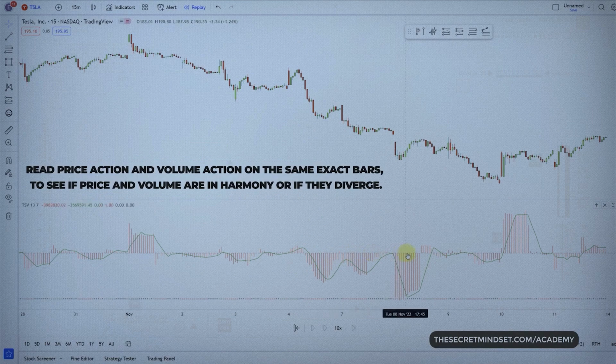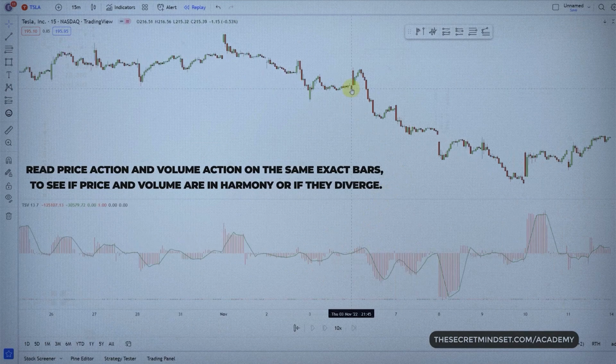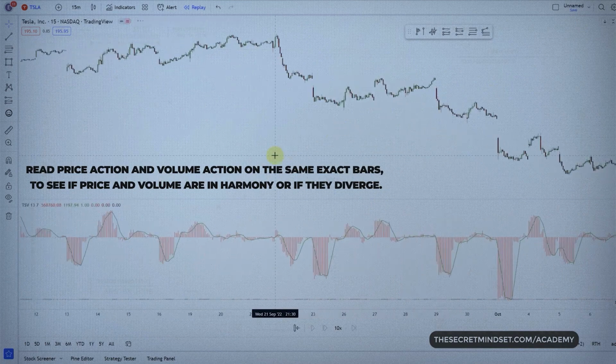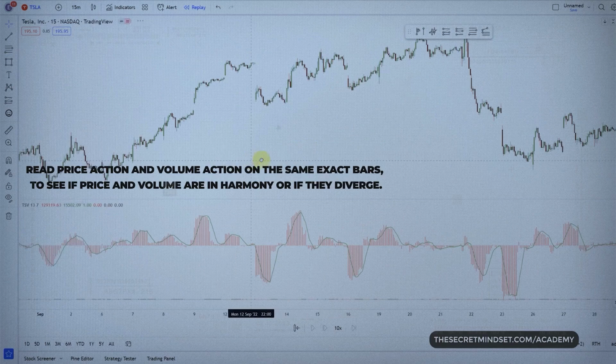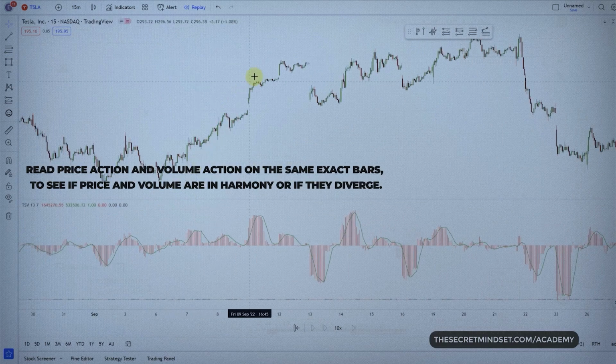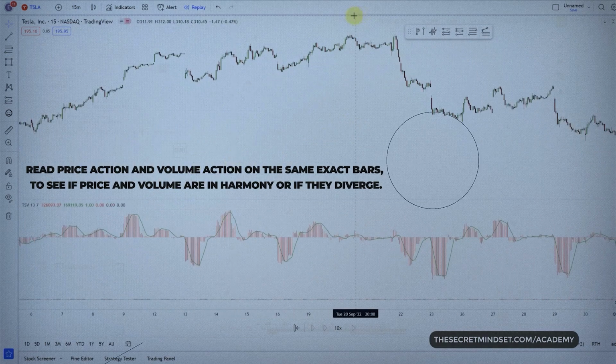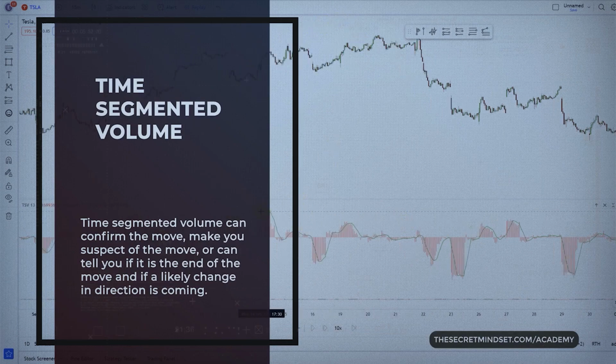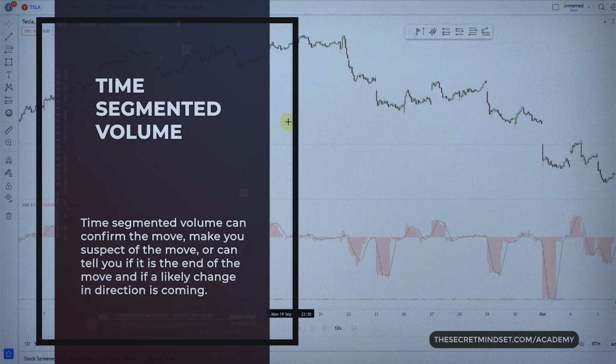With the help of this indicator, you will read the price action and the volume action on the same exact bars to know the true volume information you need, and to see if price and volume are in harmony or if they diverge. Time-segmented volume can confirm the move, make you suspect the move, or can tell you if it is the end of the move and if a likely change in direction is coming.